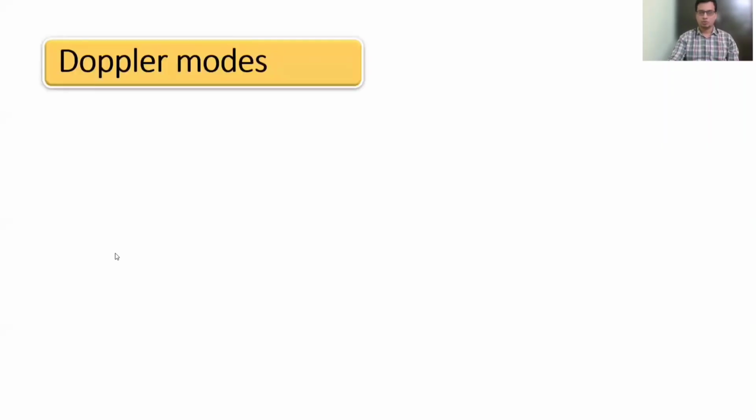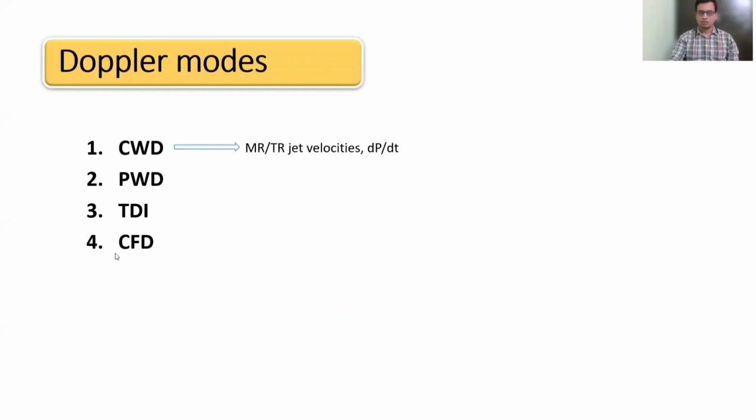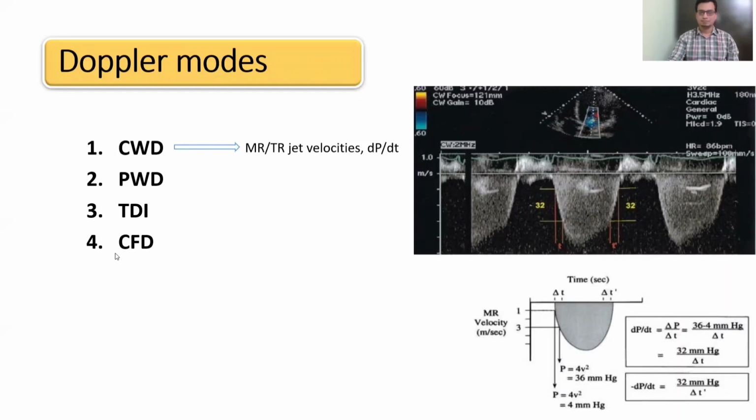Now, you must know that there are 4 types of Doppler modes which one can use: continuous wave Doppler, pulse wave Doppler, tissue Doppler imaging, that is TDI, and color flow Doppler, that is CFD. In continuous wave Doppler, ultrasound pulses are continuously emitted and received by 2 separate transducers. Continuous wave Doppler is used to assess the valvular regurgitant jet velocity like MR and TR jet velocities, and also the rate of pressure rise in the left ventricle during systole, that is dP by dt.